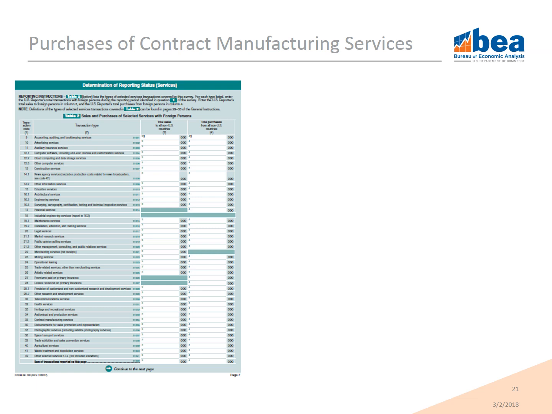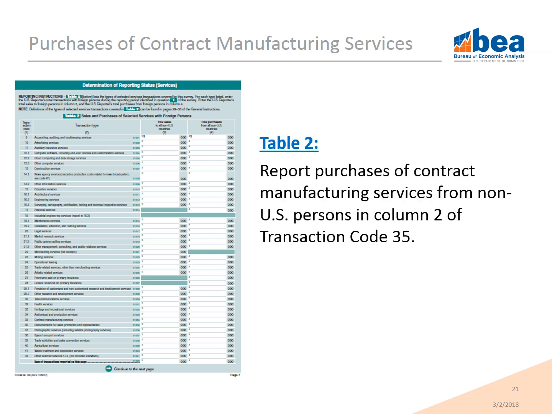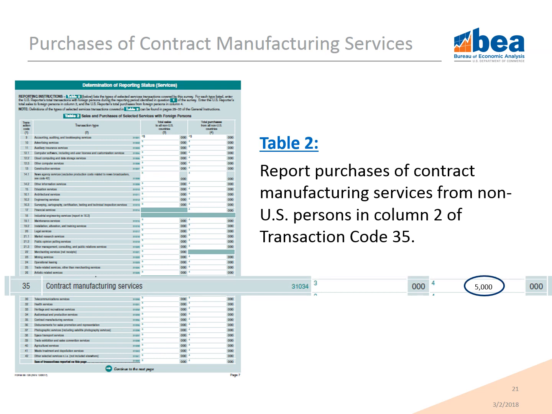Reporting the purchase of contract manufacturing services is very similar to reporting for sales. In Table 2, for Transaction Code 35, enter the total purchases of contract manufacturing services with non-U.S. countries in Column 4. In this instance, the amount is $5 million and is expressed in thousands of U.S. dollars.